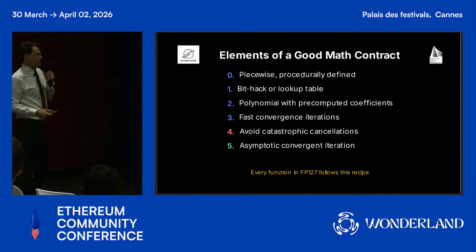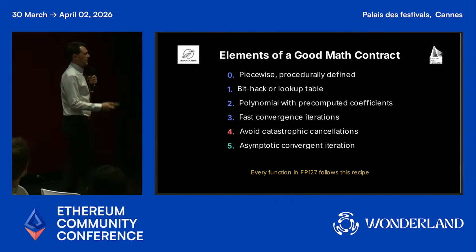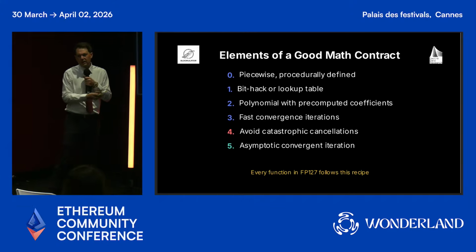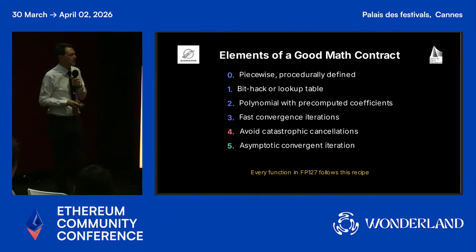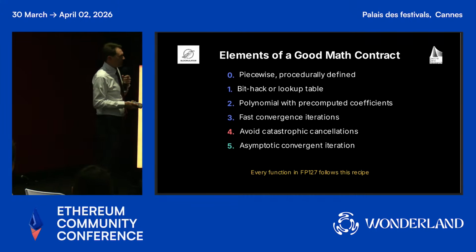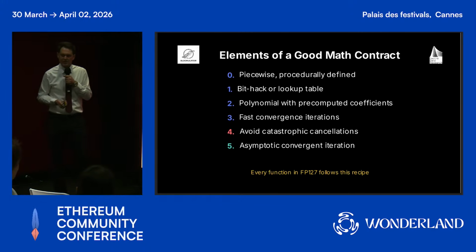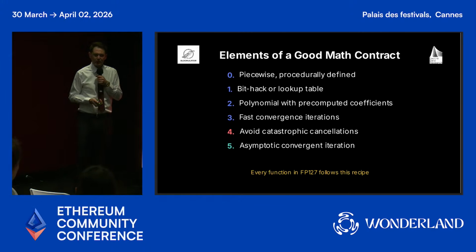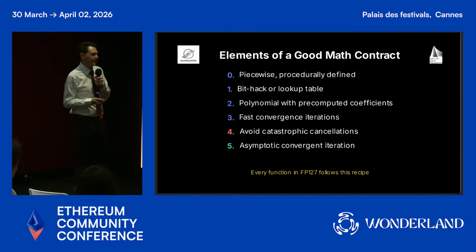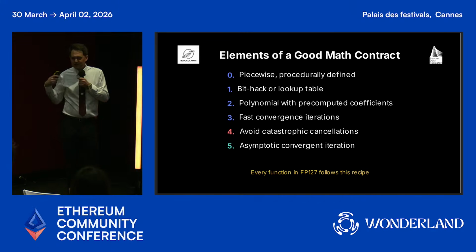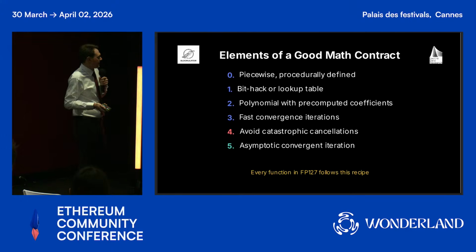So what are the elements of a good math contract? I think they should be defined piecewise and procedurally. You cannot have loops. Things can't loop. You should start with a bit hack or a lookup table. Anybody know about Carmack's fast inverse square root? This Quake 3 algorithm that's very famous. It's a really, really fun algorithm. You should check it out. It's just one single procedure, and it produces the inverse square root very quickly. So this was a revolution in ray tracing, I guess.